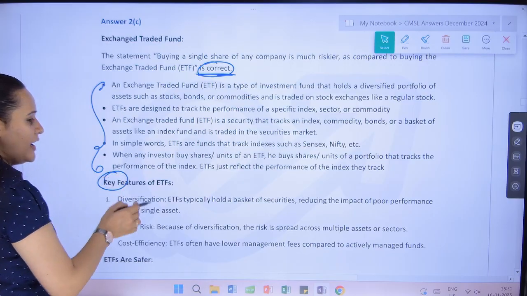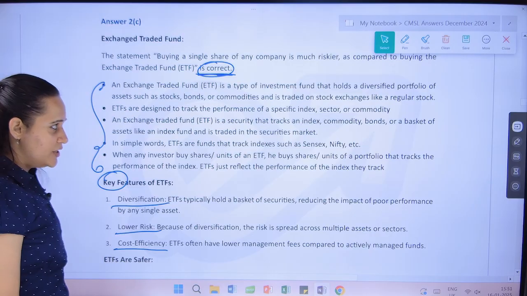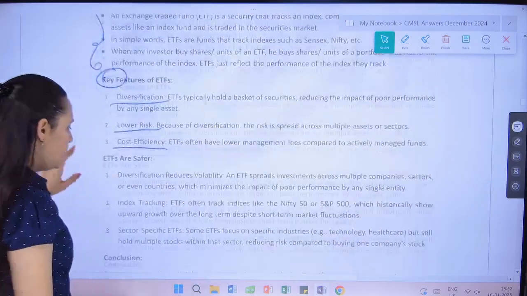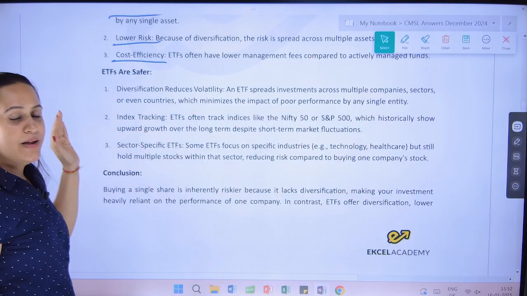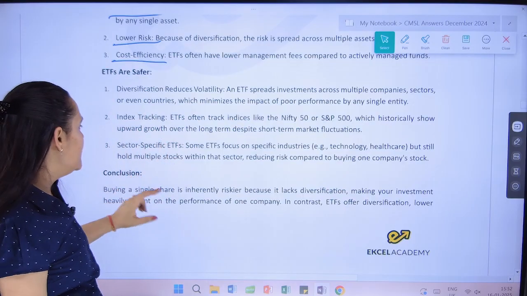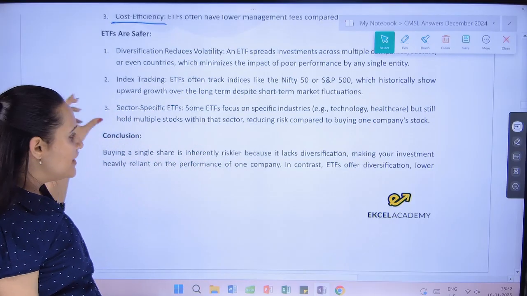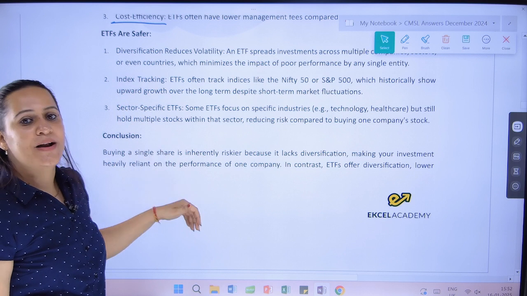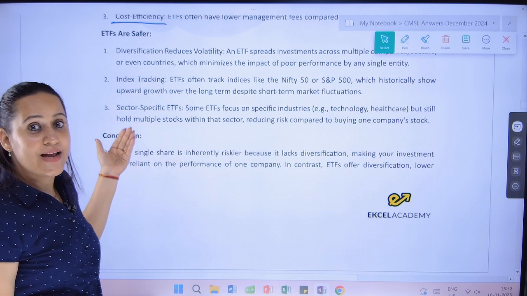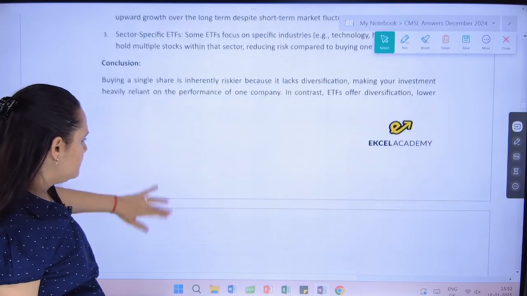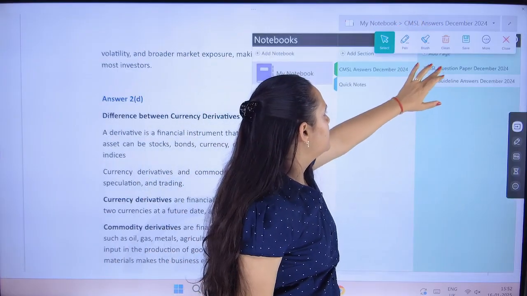On the basis of that, derive the key features, that there is diversification, it is having lower risk, it is cost efficient, and then say it is safe. Why is it safe? Because diversification is there, volatility will reduce, it is functional on the basis of index tracking, and sector specific ETFs are there that will reduce the risk. For these reasons, you can say that it is a better, less risky and safer way of investment when compared to direct single investment. So that is the conclusion. Next.